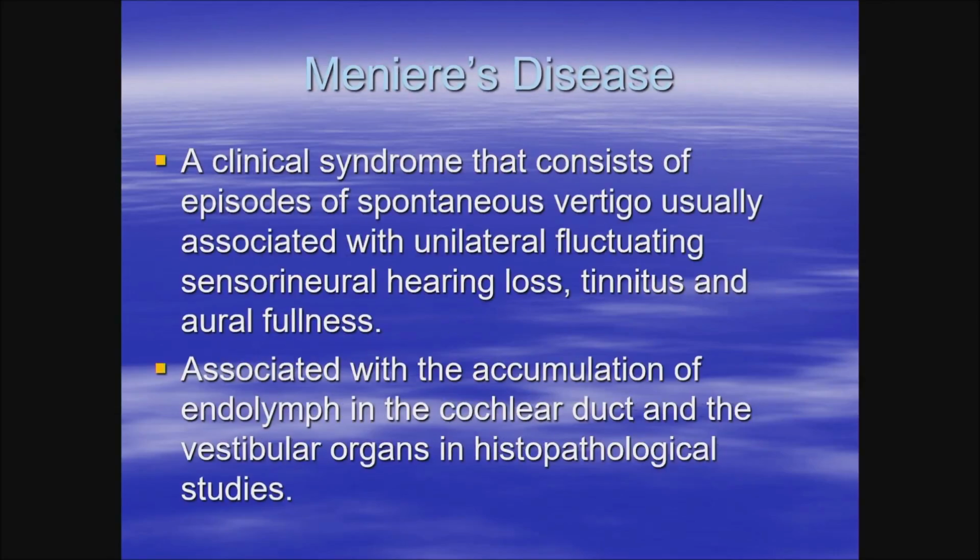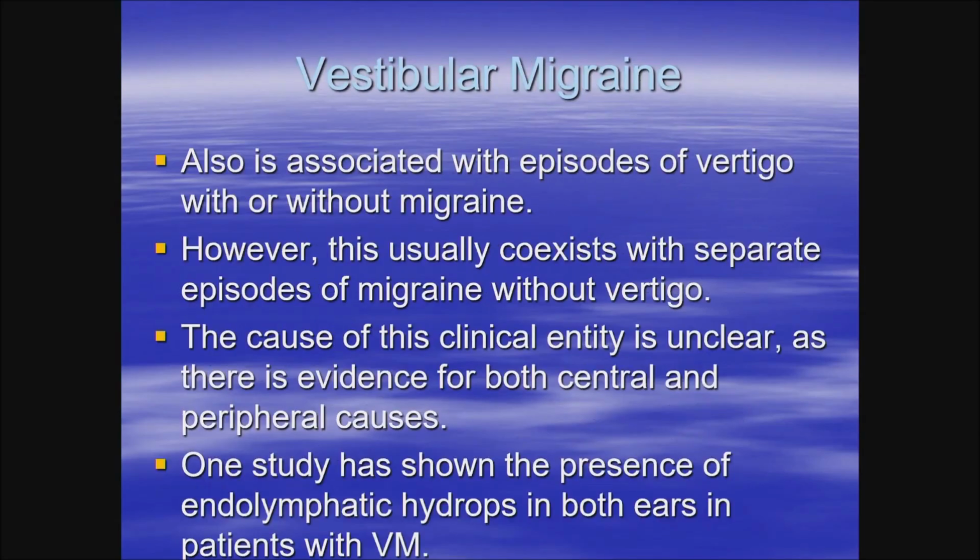The reason I'm presenting this case is to emphasize the usefulness of VEMPs, perhaps in difficult cases, to differentiate between vestibular migraine and Meniere's disease, which both can present with episodes of vertigo. We've said this several times during this Congress: Meniere's disease is a clinical syndrome that consists of episodes of spontaneous nystagmus, usually associated with aural fullness, tinnitus, and sensorineural hearing loss. It's thought to be associated with the accumulation of endolymph in the cochlear duct and the vestibular organs on histological examinations. And we also have vestibular migraine, which is also associated with episodes of vertigo with or without migraine.